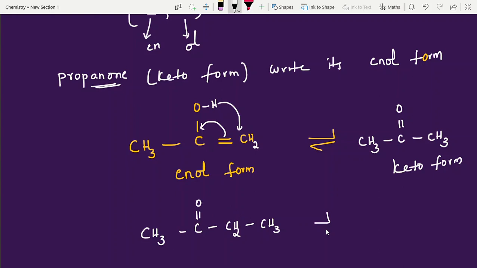What is the enol form? Can you write the enol form? Shifts here only. Where is the active site, oxygen? No? This hydrogen shifts here. This bond comes here. CH3 C H double bond. Yes, tell me CH3, right? That's all. This is the enol form. That is the ketone form.